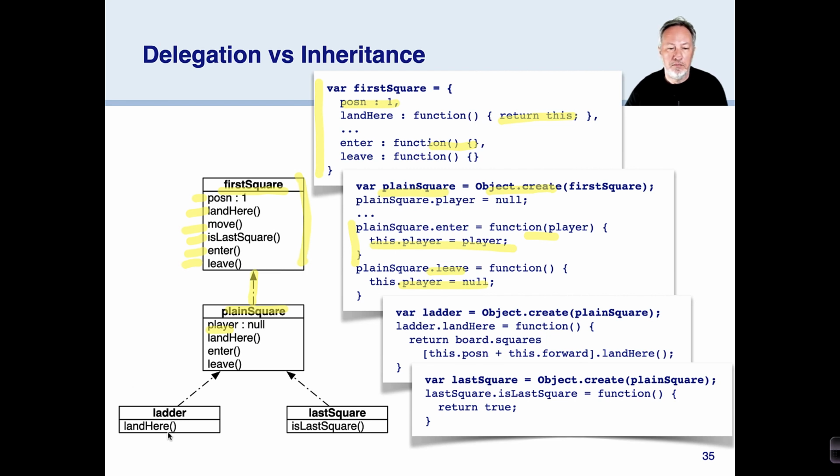A ladder is a further refinement of a plain square, and it has the additional behavior that if we try and land on the ladder, then we're going to be transported forward a certain number of squares. The last square is also special. It's just like a plain square, however it knows that it is the last square, so instead of returning false, like the first square would, it will return true. And now we've got our whole prototype chain. We'll skip the implementation of a snake because a snake is simply a ladder in reverse.